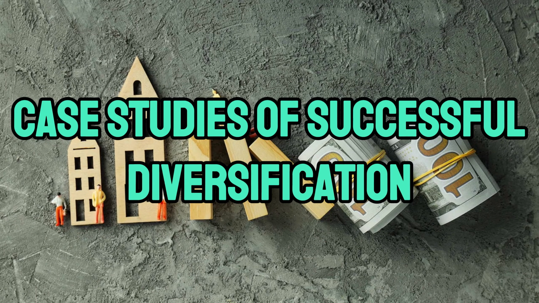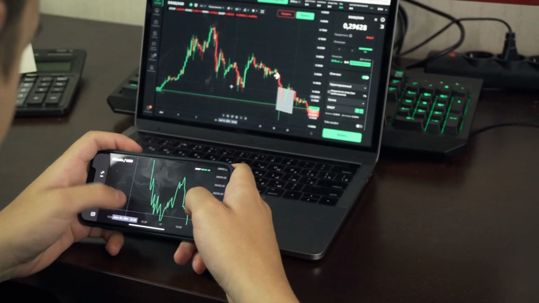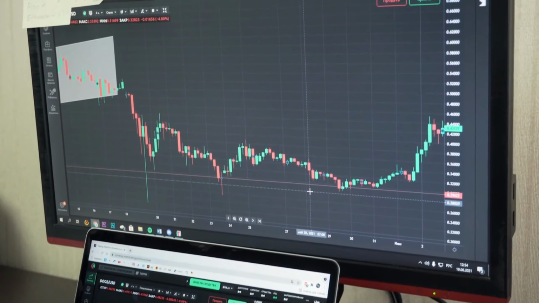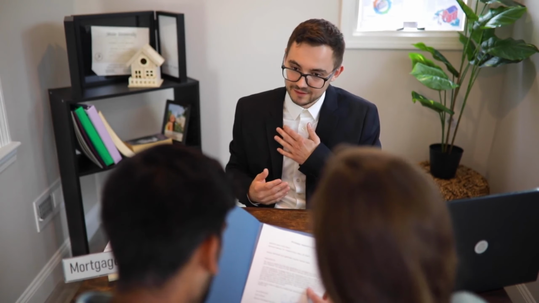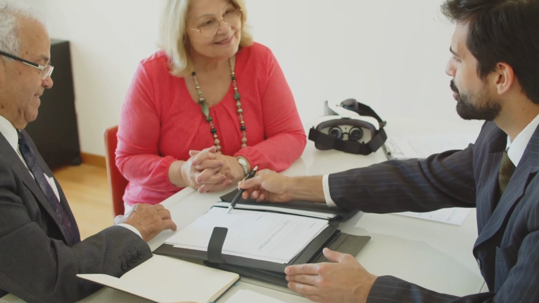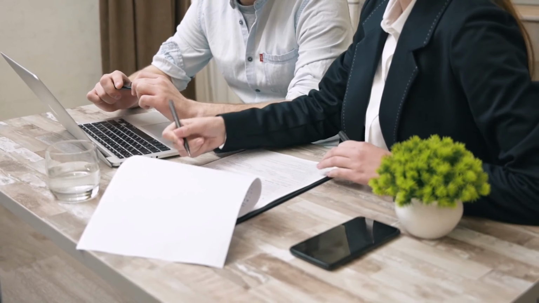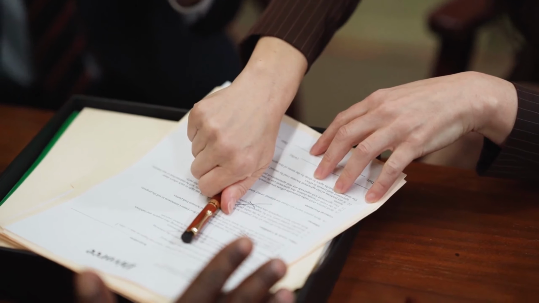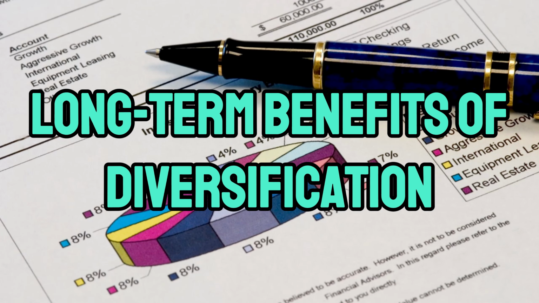Case studies of successful diversification. What better way to grasp the power of diversification than by exploring stories of real people who successfully navigated their financial journeys? It's like sitting down with a cup of tea and having a chat with a friend who's been through it all. These case studies are like windows into the lives of individuals who made smart choices, much like learning from the experiences of those who have walked the path before us. You get a sense of their triumphs and challenges, a bit like flipping through the pages of a book filled with valuable lessons.